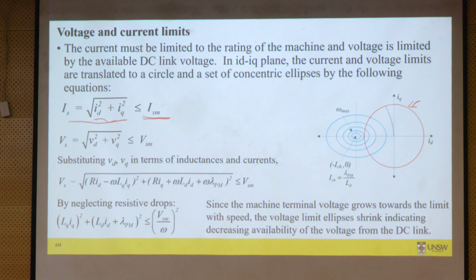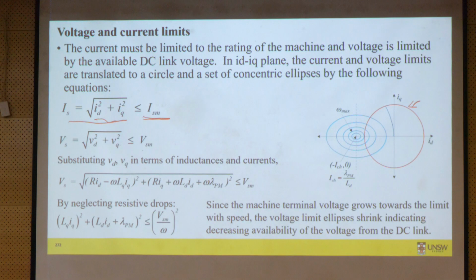Similarly, the voltage also, you cannot have a voltage higher than your rated voltage, right? Your motor voltage must be limited by the rated voltage. So the voltage equation is also like the square sum of Vd and Vq must be less than or equal to the peak rated voltage of your motor.